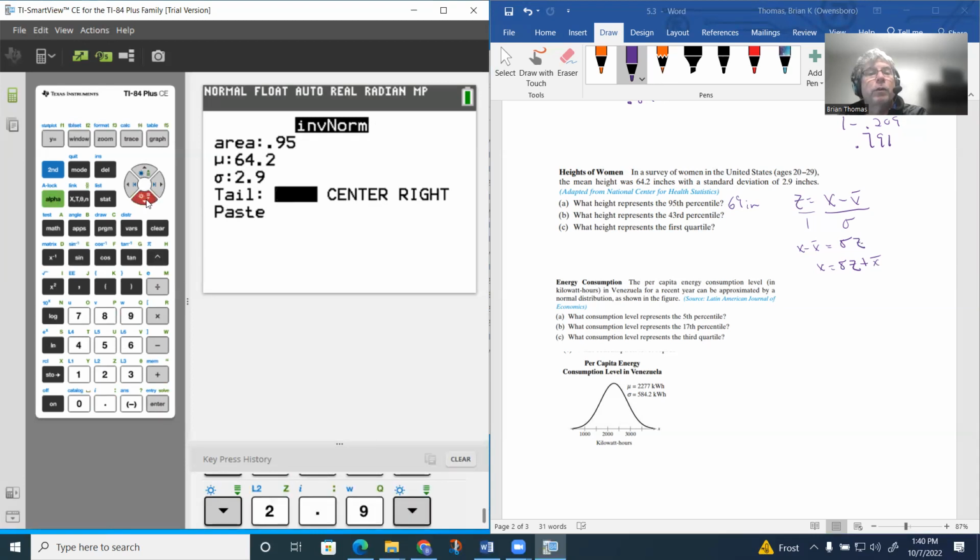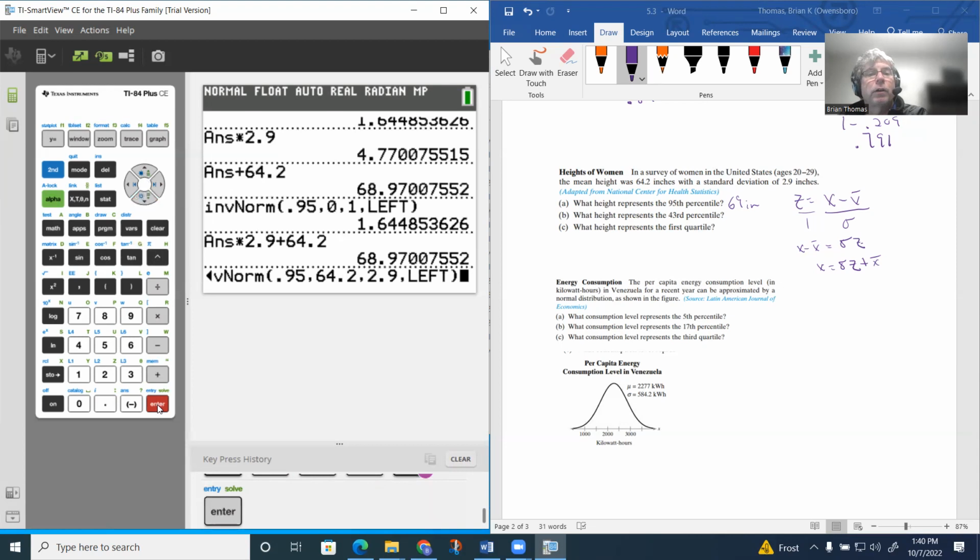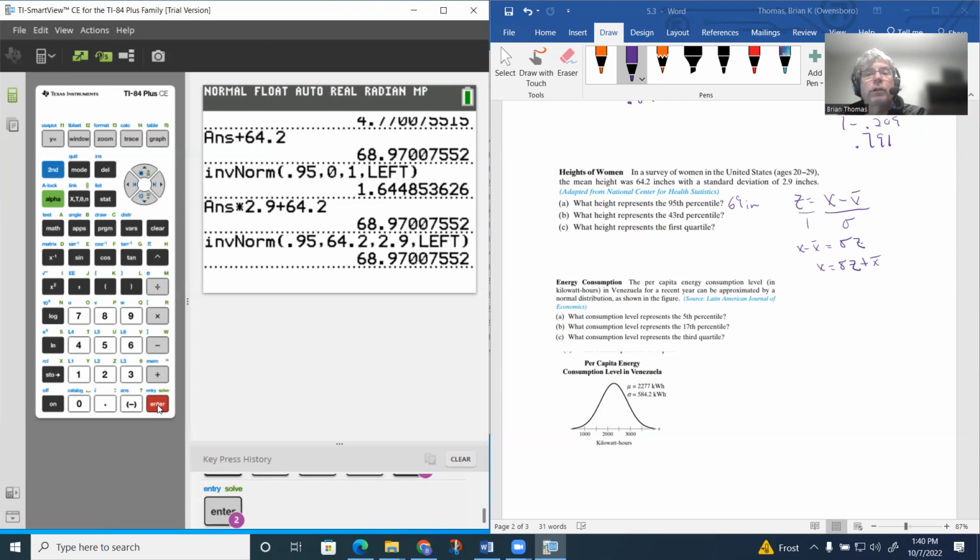And again, we're going from the left, hit enter. And notice how it does give me the answer, 68.97, without actually having to find the z-score. So we can bypass the formula we just used and just go straight into the inverse normal. And 43rd percentile means that from the left, we're 43% better, because again, percentile is cumulative.